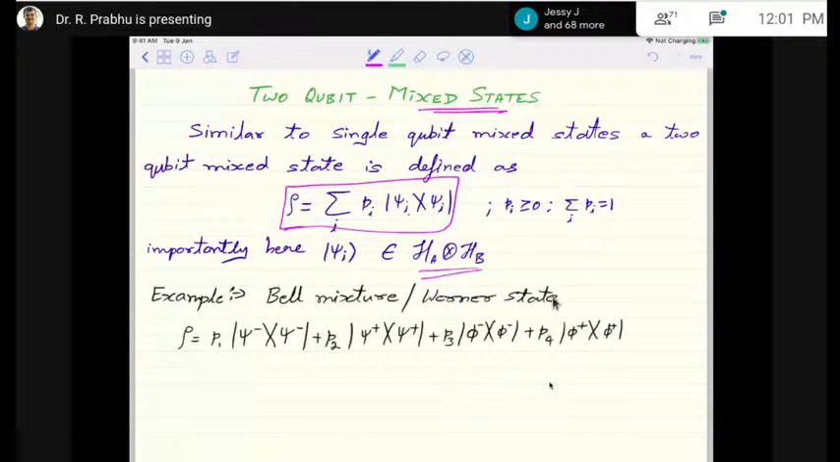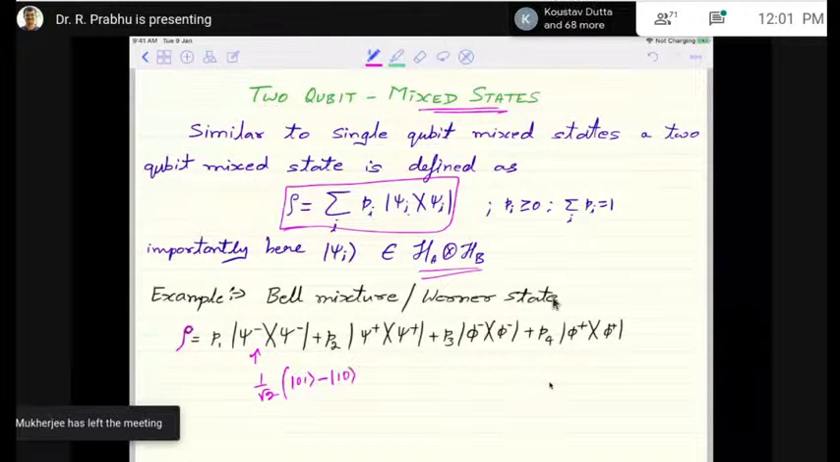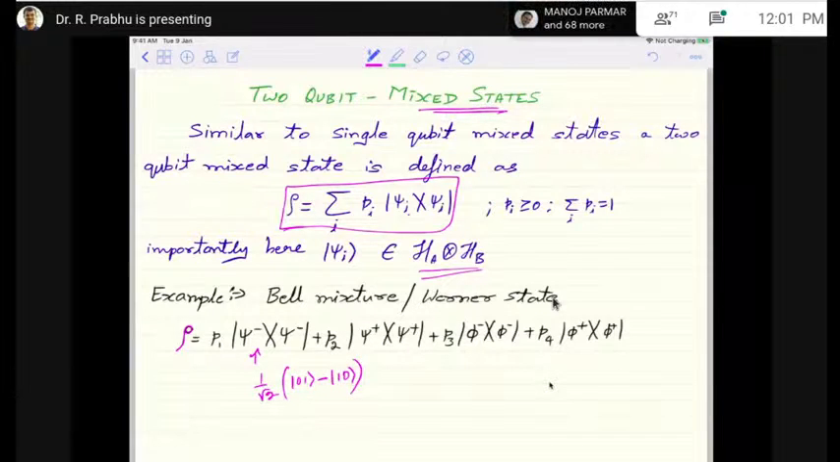For example, the Bell mixture, which is also called the Werner state. You take rho, expanding this one, psi minus. Psi minus is nothing but 1/√2 times the state |01> minus |10>. Similarly, psi plus, which will have a plus here, and then phi minus, and then phi plus. So all these 4 possible states are added, and you will obtain your density matrix. This is called the mixed state.